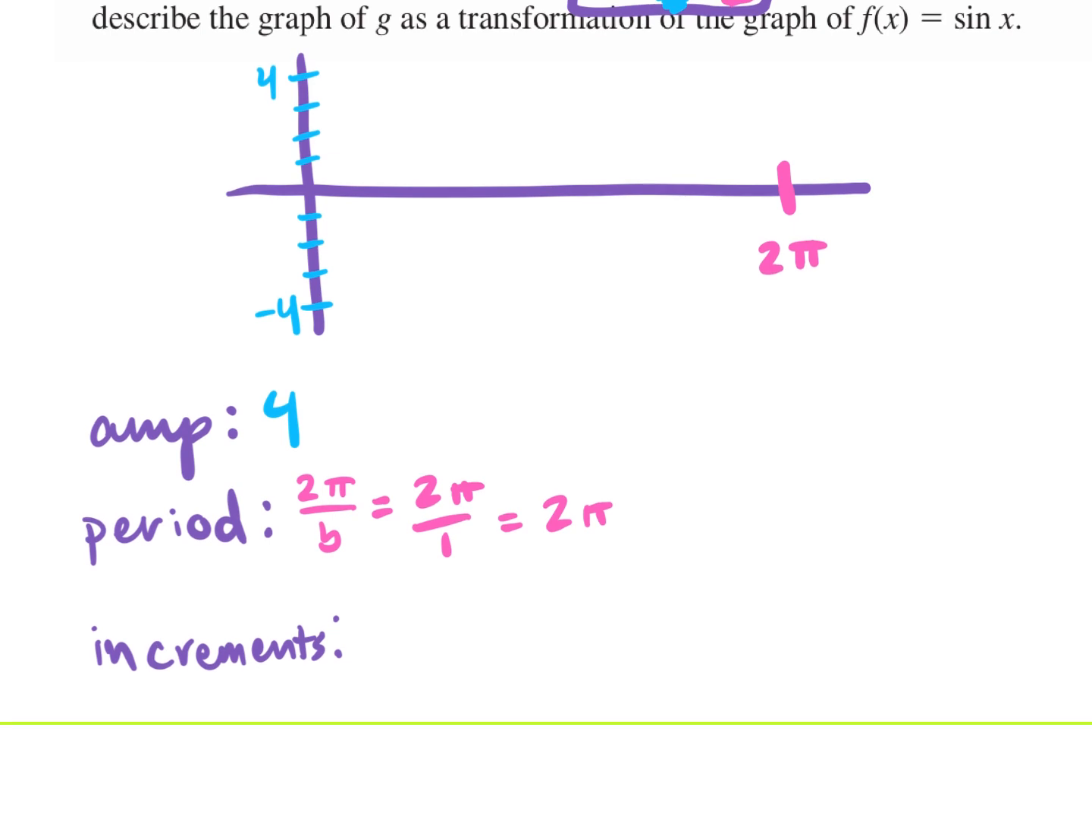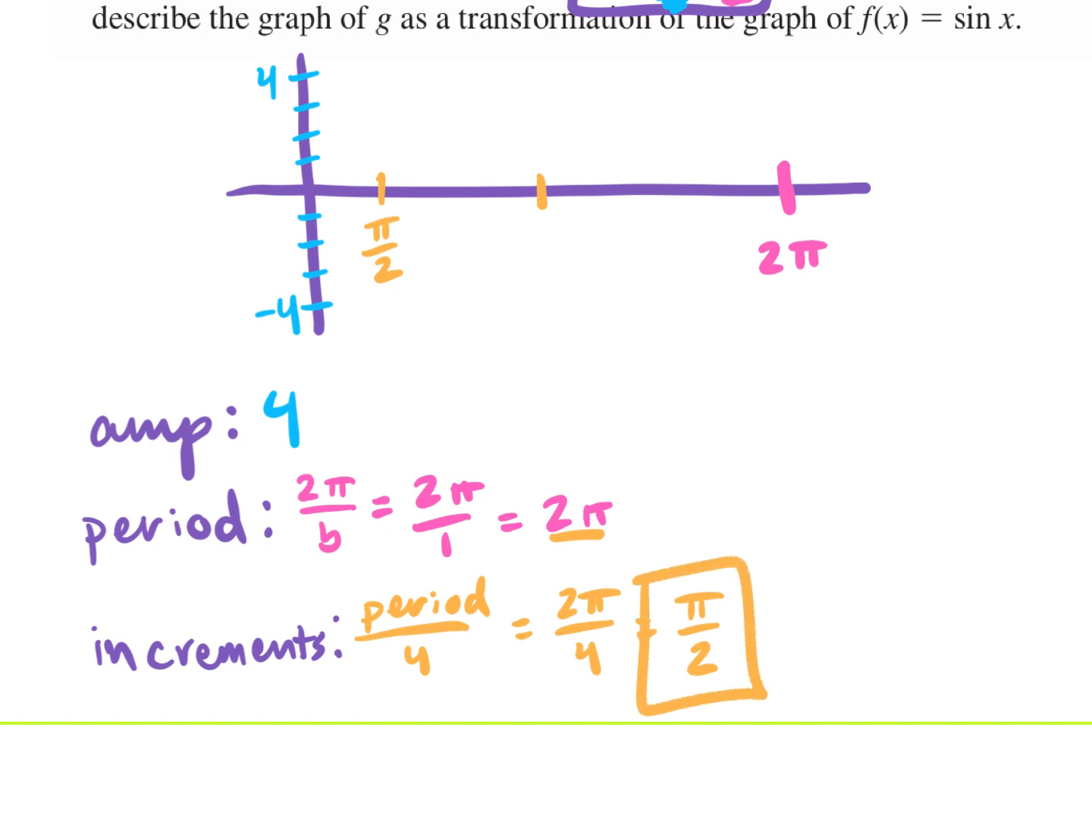Now our increments tell us all the key points in between. To find the increments, you take the period and divide it by 4. So what was our period? 2 pi. So 2 pi divided by 4 would be pi over 2. We just simplify. Our increment is going to be what each tick mark is, so we add that each time. My first tick mark is going to be pi over 2. To find the next one, I'm going to add another pi over 2.